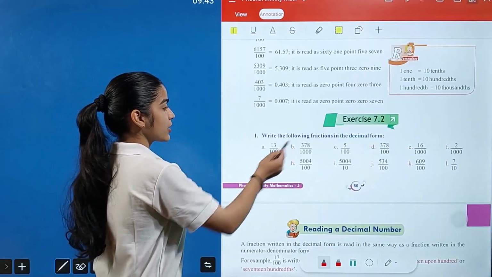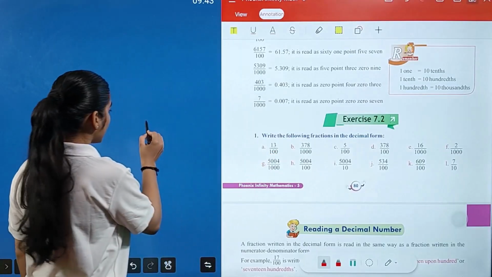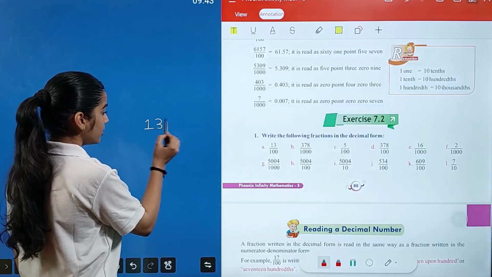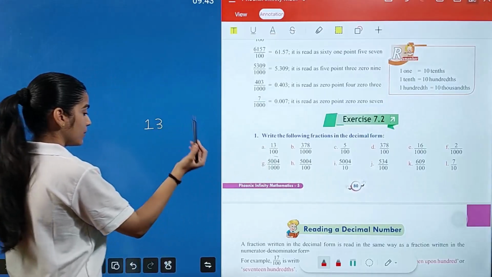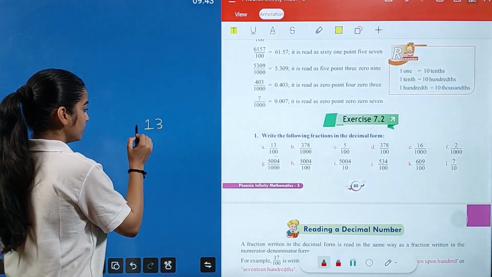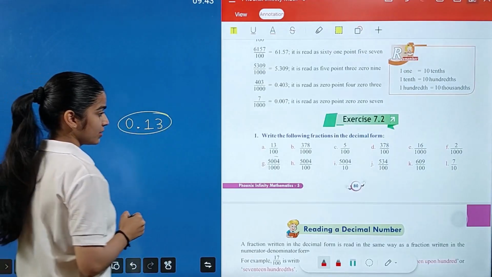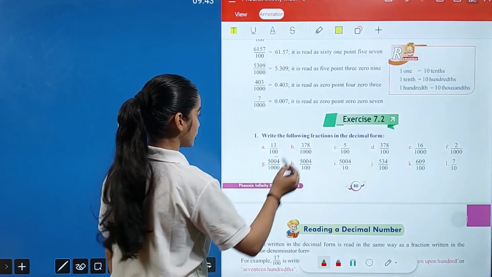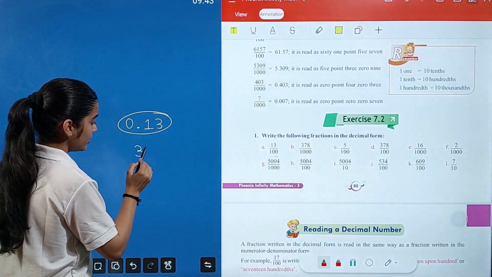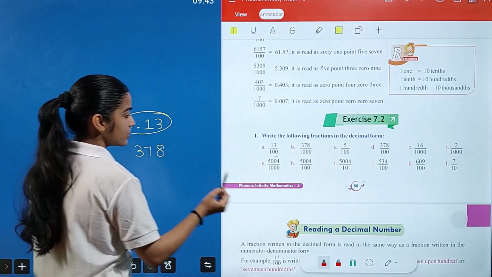Now you have your exercise 7.2. Write the following fractions in decimal form. So we have 13. How many zeros are there? 2. Start your counting from the left-hand side. 1, 2. Put a point, and this is your decimal representation. Now we have 378. How many zeros are there?